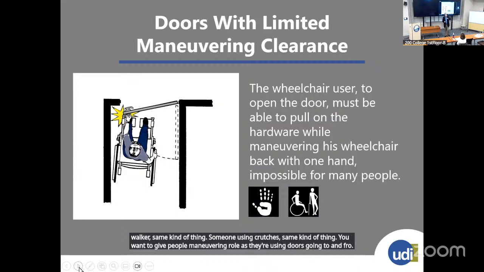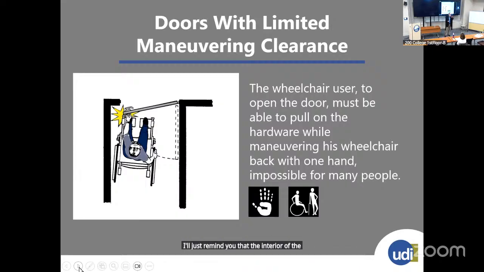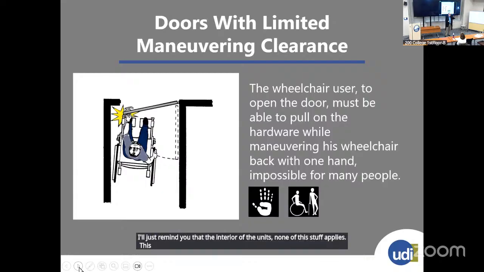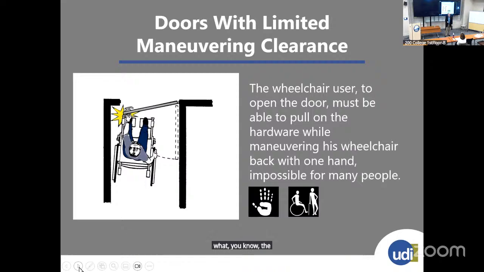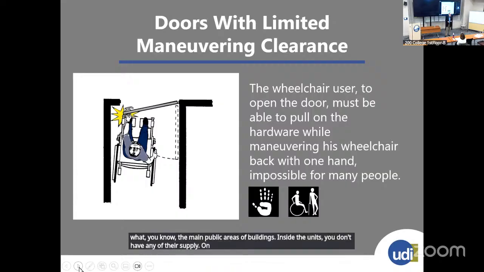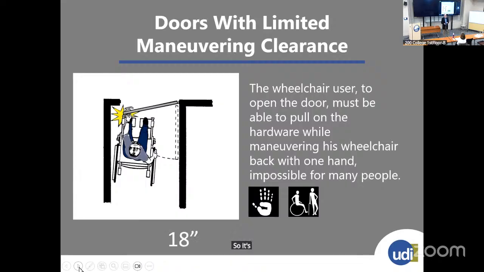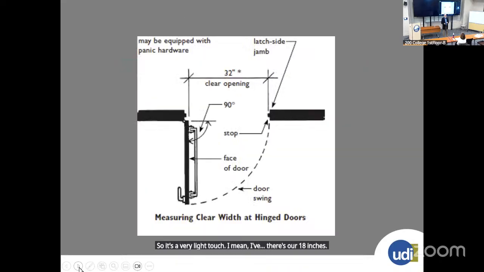I'll just remind you that in the interior of the units, none of this stuff applies. This is all the public doorways that people use going around the property or within the main public areas of buildings. Inside the units, you don't have any of this applying, only the primary entrance door. So it's a very light touch. I mean, there's our 18 inches. A very light touch in unit interiors.